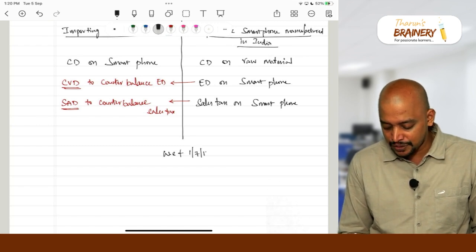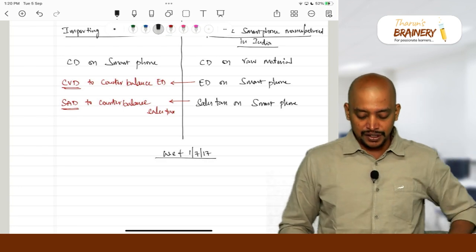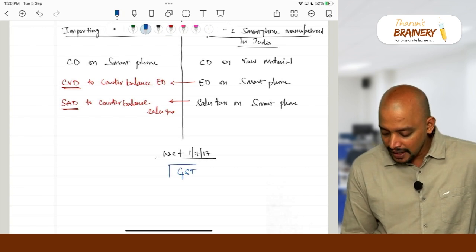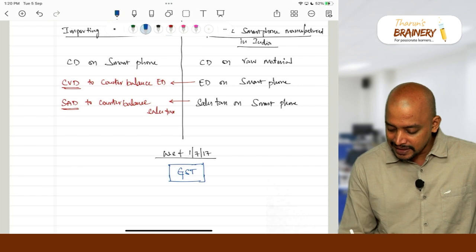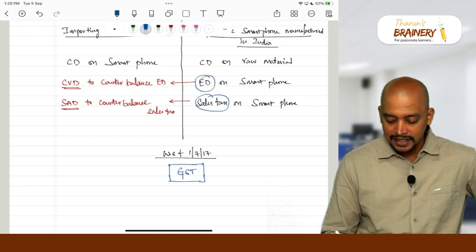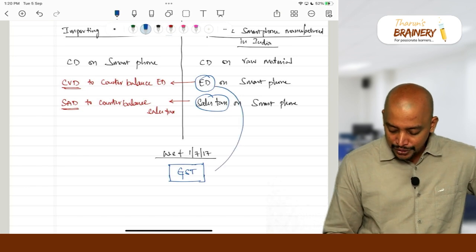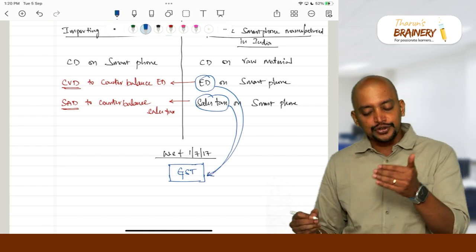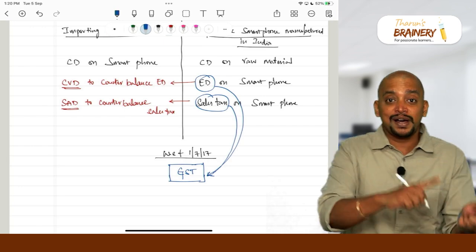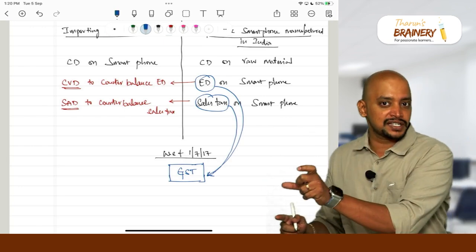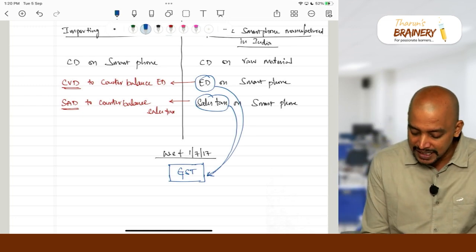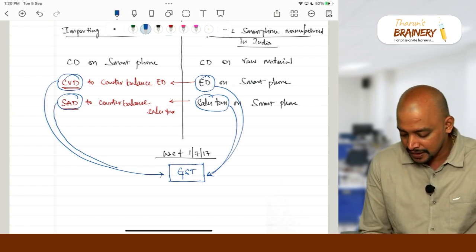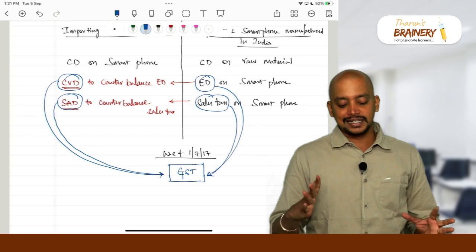With effect from 1/7/2017, this excise duty and sales tax, these two got subsumed into GST, correct? As these two got subsumed into GST, and CVD is to counterbalance excise duty, CVD is actually a duplicate of excise duty. SAD is a duplicate of sales tax. So this CVD and SAD also got subsumed into GST. Okay. So even CVD and SAD got subsumed into GST.